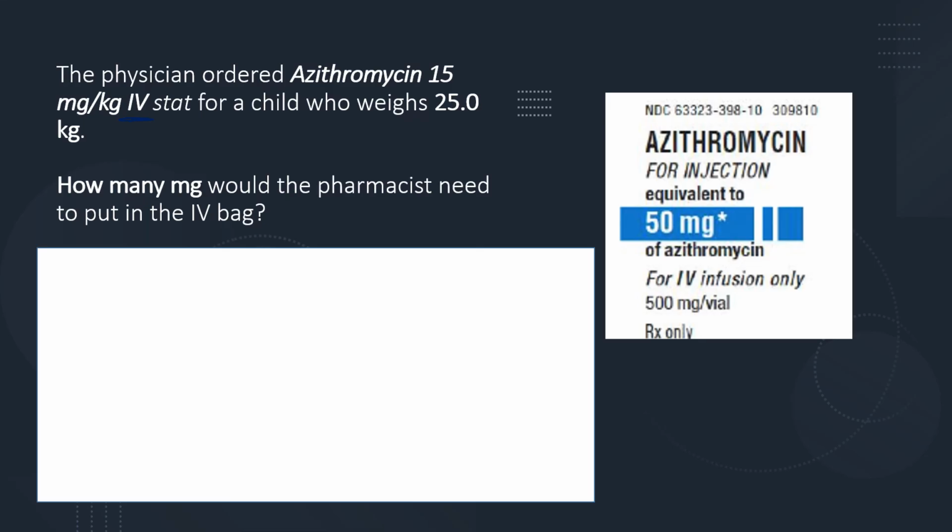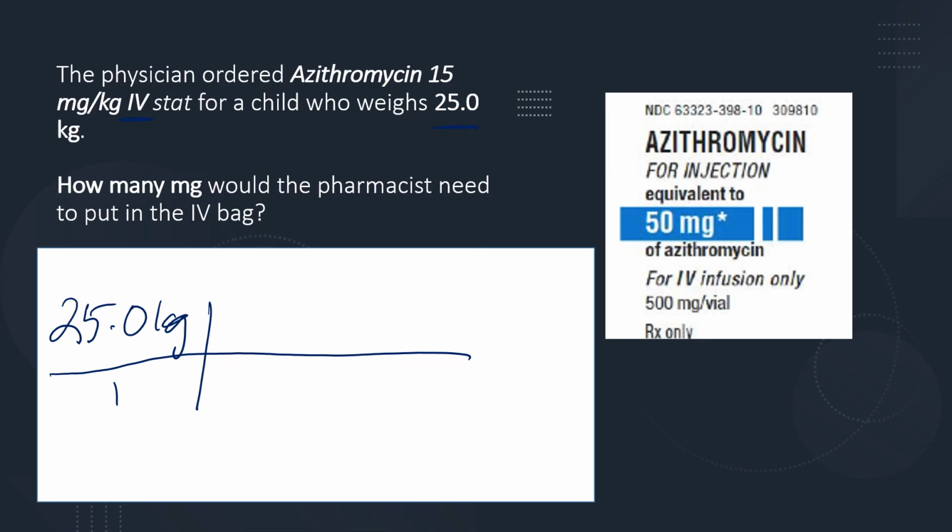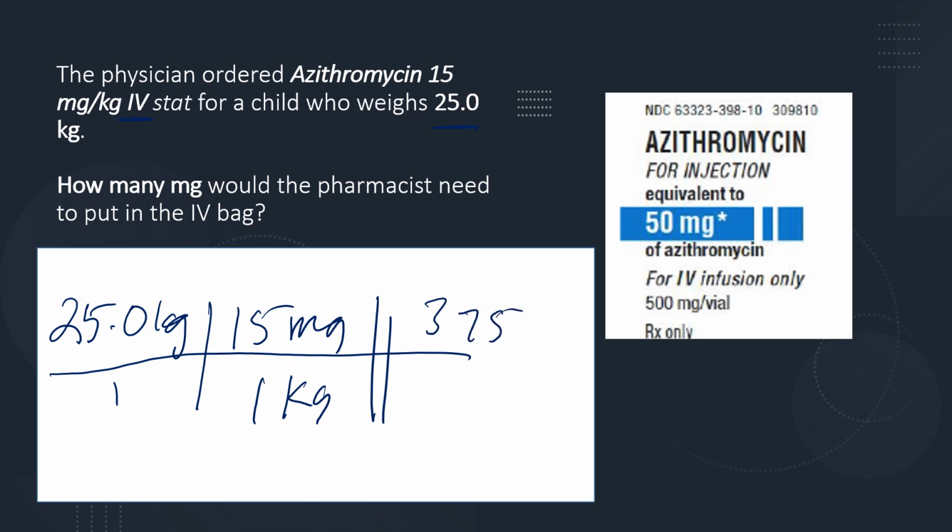So 25.0 kg, that's my first fraction, over 1, because it's not anything over anything or per anything. So 15 milligrams per 1 kg. So 25 times 15, 375 milligrams. On my calculator, I got 375, and with my 25.0, I have exactly 3 sig figs. So my answer is going to be 375 mg.